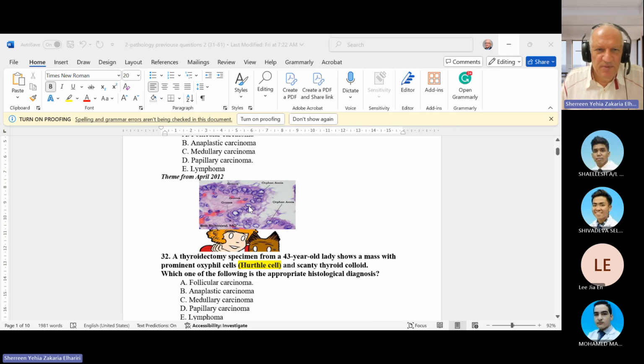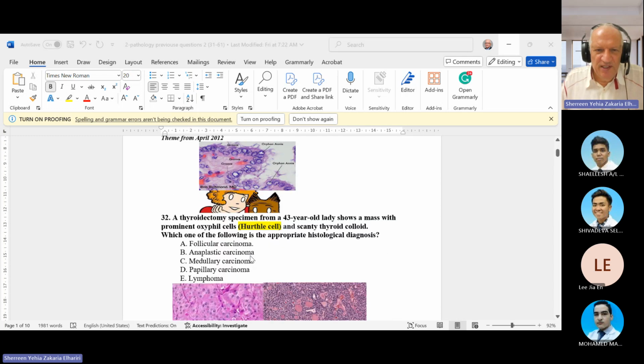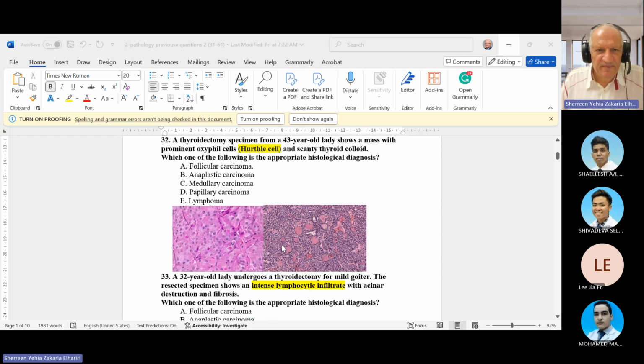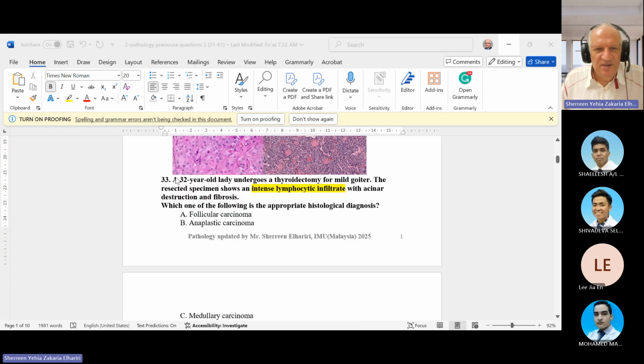Again, as you see here, papillary occurs at the age of 20, follicular occurs in the 30s and 40s. Medullary and anaplastic occur in older ages. Okay, a 32 years old lady undergoes thyroidectomy for mild goiter. Of course, goiter is an increase in the size of the thyroid, whether benign or malignant. The resected specimen shows intense lymphocytic infiltration with acinar destruction and fibrosis. Which one of the following is the appropriate histological diagnosis?